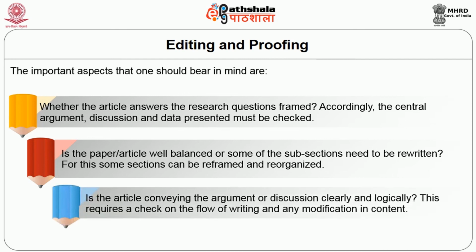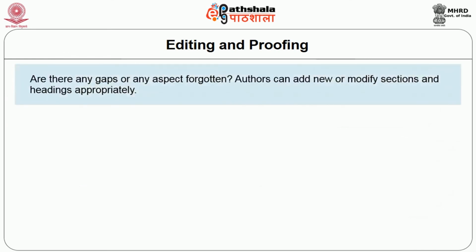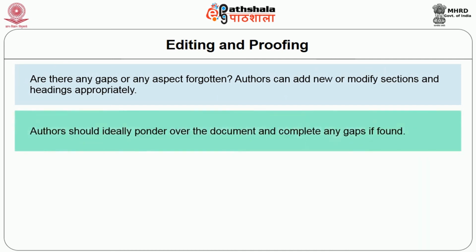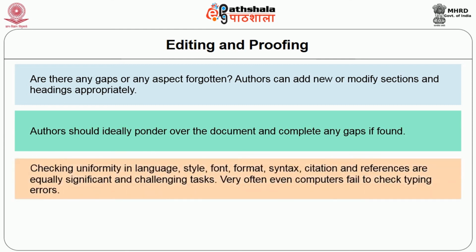Is the article conveying the argument or discussion clearly and logically? This requires a check on the flow of writing and any modification in content. Are there any gaps or any aspect forgotten? Authors can add new sections and modify the sections and headings appropriately. Authors should ideally ponder over the document and complete any gaps if found. Checking the uniformity in language, style, font, format, syntax, citation and references are equally significant and challenging tasks.